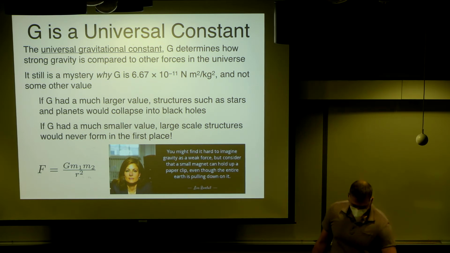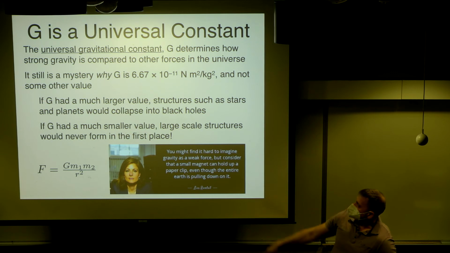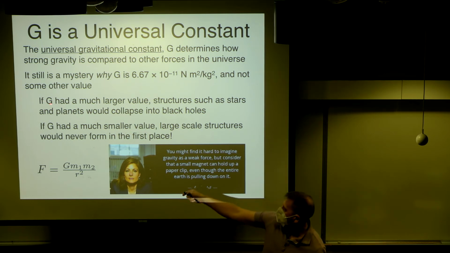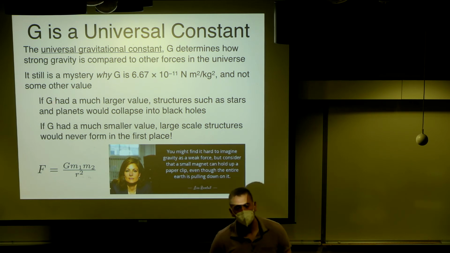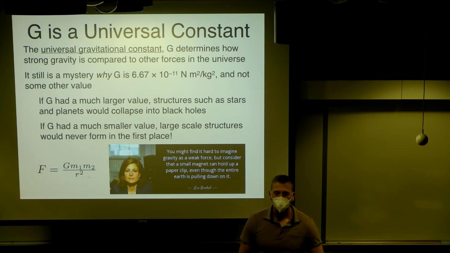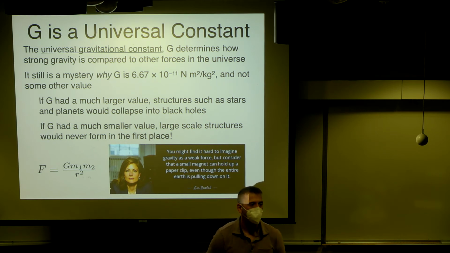Nobody knows. Let me just kind of get you thinking about what it would mean if G had a much larger value or a much smaller value. So what if big G was much, much bigger? That would mean all gravitational forces would be much bigger than they are now. What that would actually mean in our universe is objects would just collapse into black holes, right? So that wouldn't be a good situation. We couldn't be here if that were the case.